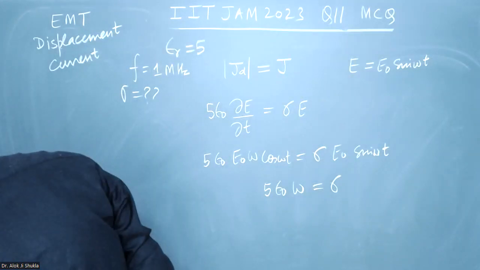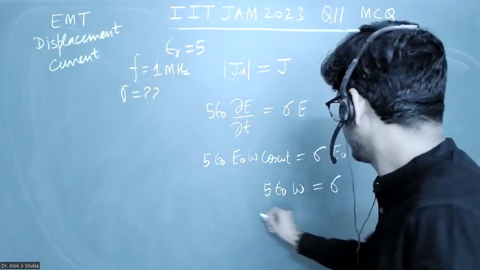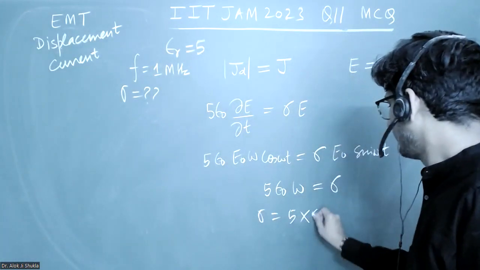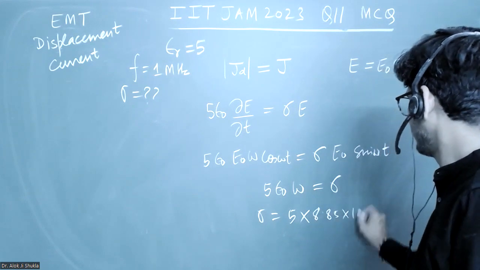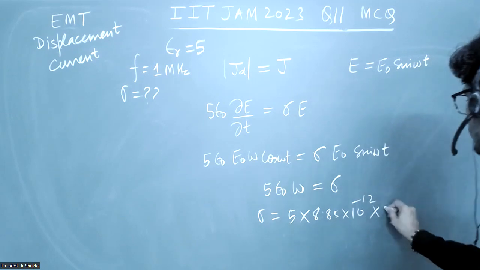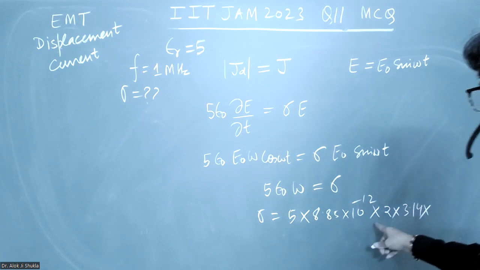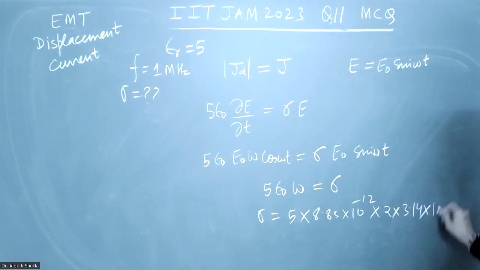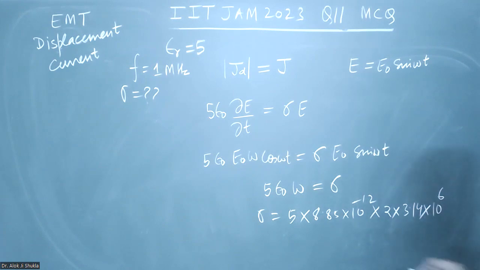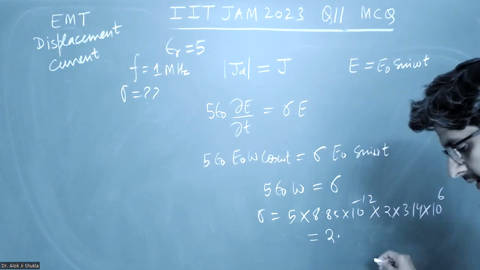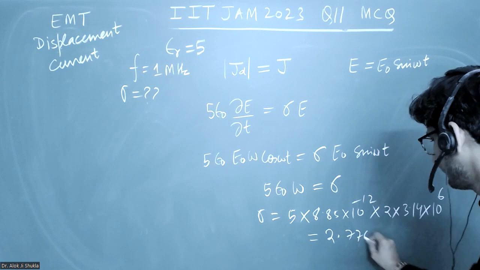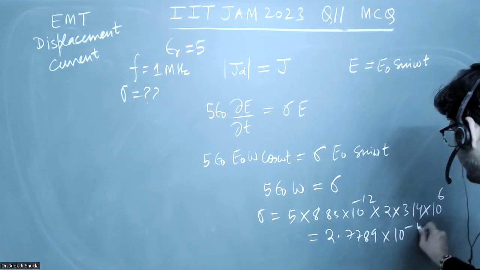If we calculate this value, this will become sigma is equal to 5 into 8.85 into 10 to the power minus 12 into 2 into pi into, 2 pi f, frequency is 10 to the power 6. So this is the value: 5 into 8.85 into 10 to the power minus 12 into 2 into pi into 10 to the power 6. And when you calculate this, this will come out to be 2.7789 into 10 to the power minus 4.